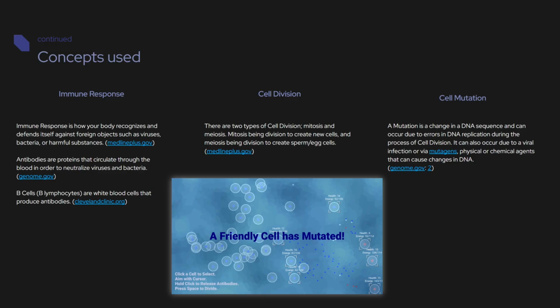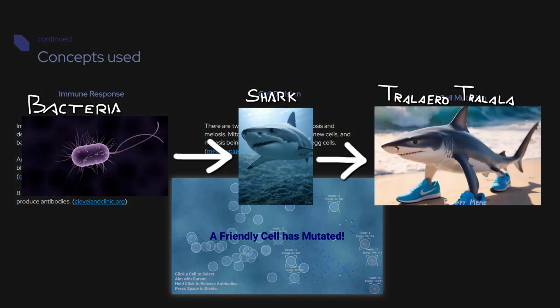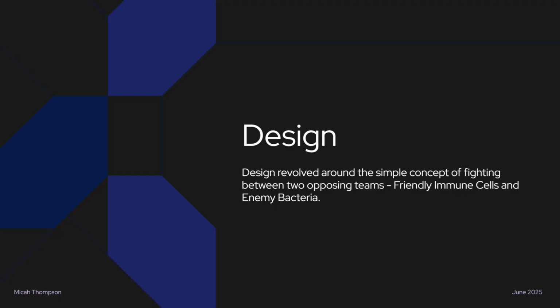Cell mutation. A mutation is a change in a DNA sequence and can occur due to errors in DNA replication during the process of cell division. It can also occur due to a viral infection or via mutagens, physical or chemical agents that can cause changes in DNA. So let's talk about the design.